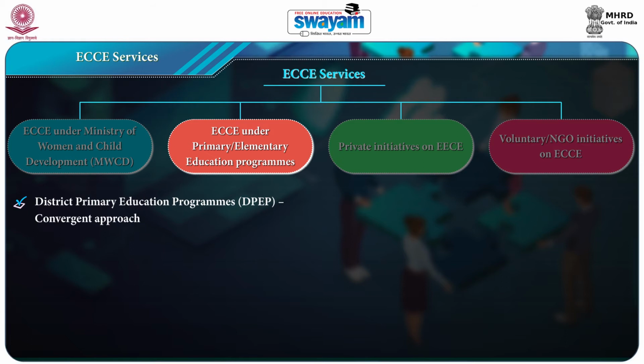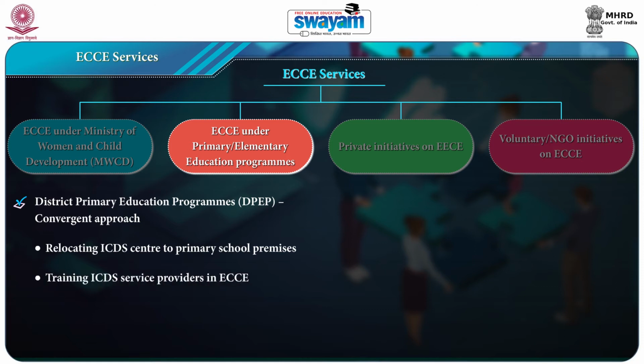First is the District Primary Education Program, what is called DPEP, which adopted a convergent approach through 3 strategies: relocating ICDS centers to the primary school premises, training ICDS service providers in ECCE, and providing play materials for children.